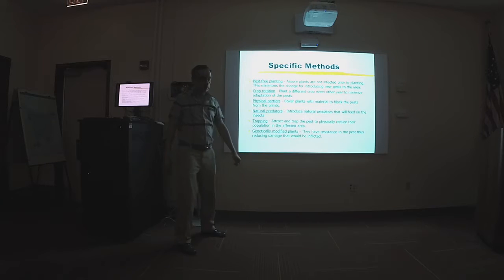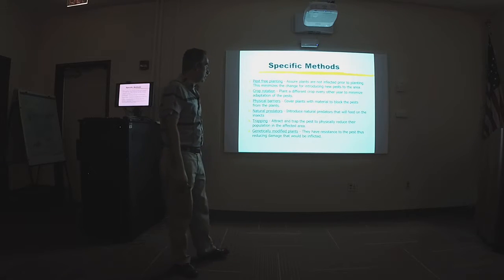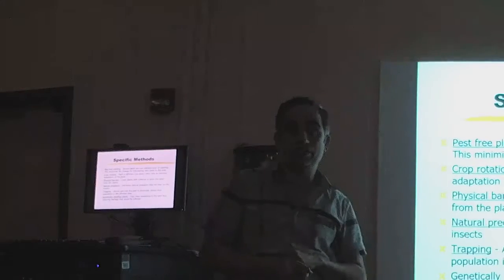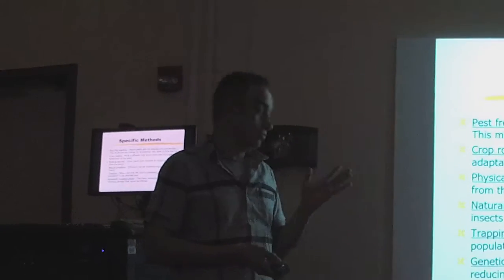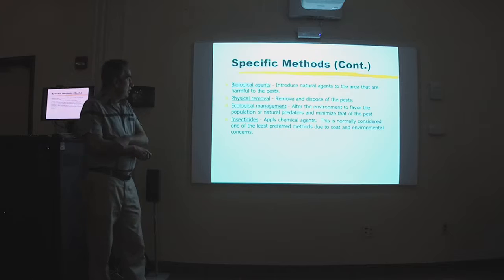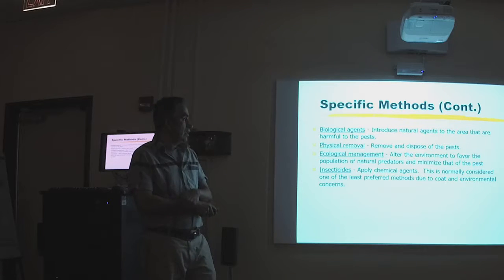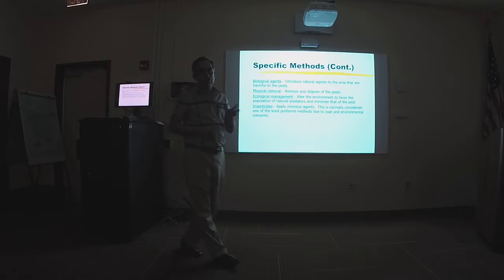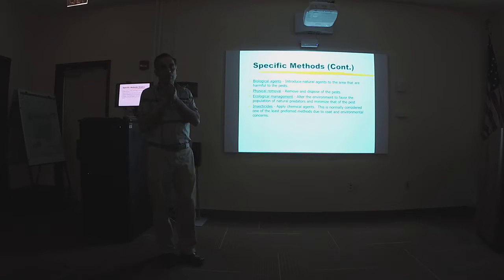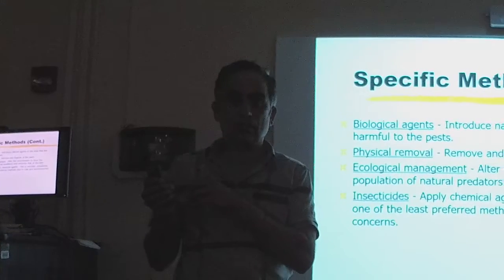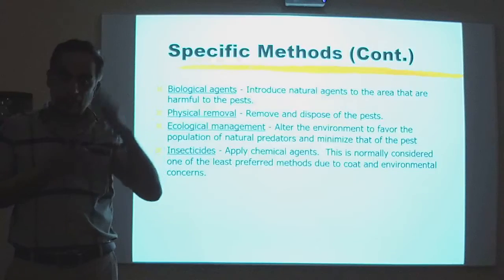GMOs, genetically modified plants that are already resistant to those insects or disease. So you can use those. Biological agents, introduce natural agents to the area that are harmful to the pest. There are some entomologists working with certain kinds of disease that they release into the field, an organism that attacks that insect and causes fungus on their head and it explodes.